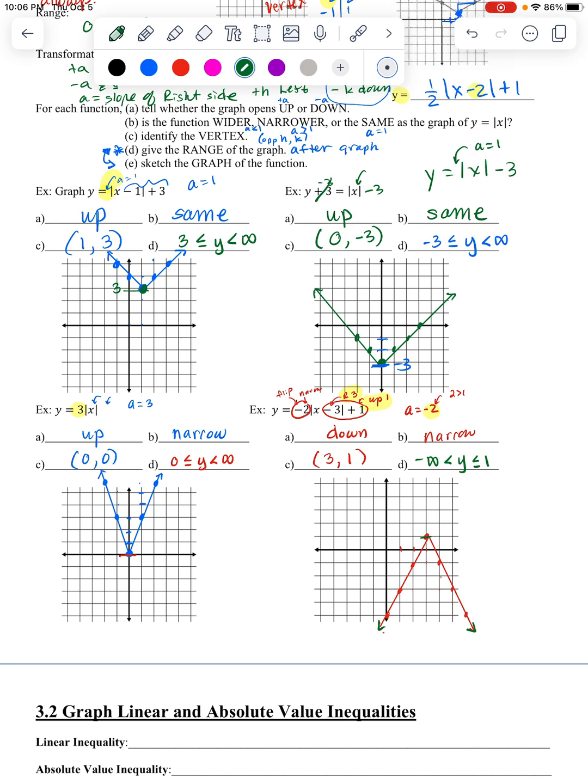Hopefully that helps you out. Don't overthink this because this part's pretty straightforward. Just look at your notes until you don't have to look at them anymore.